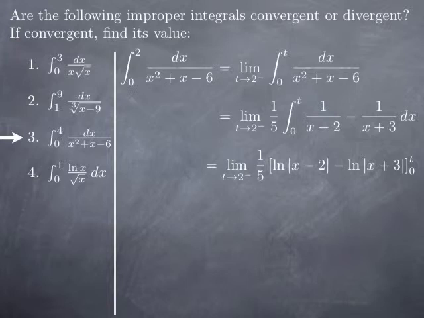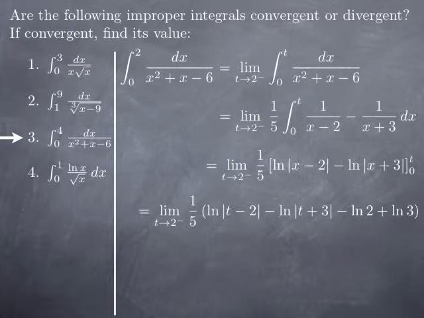We evaluate this between 0 and t, and so we obtain this expression, the limit as t is approaching 2 from the left of 1/5 of (natural log of (t minus 2) minus natural log of (t plus 3) minus log of 2 plus log of 3).